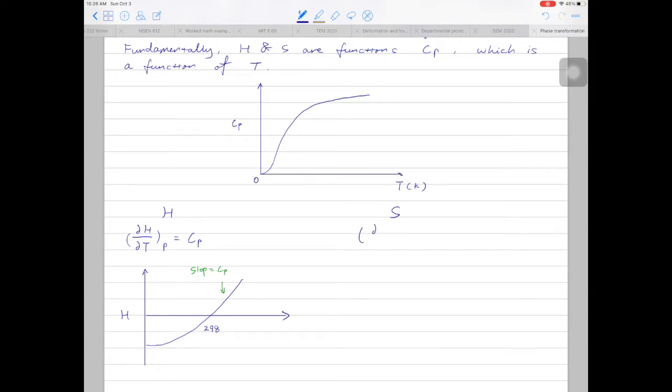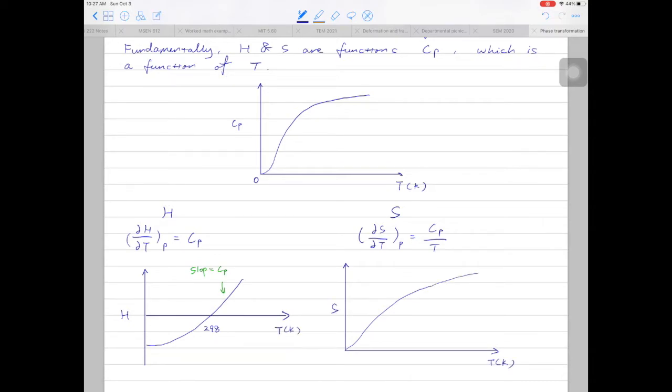Next, we'll look at the effect of temperature on entropy. dS over dT at constant pressure is equal to Cp over T. Again, let's draw the graph, and here's the graph of entropy versus temperature. Another point I'd like to draw attention to is that at 0 K, entropy equals 0. This is because at absolute 0, there's no randomness.